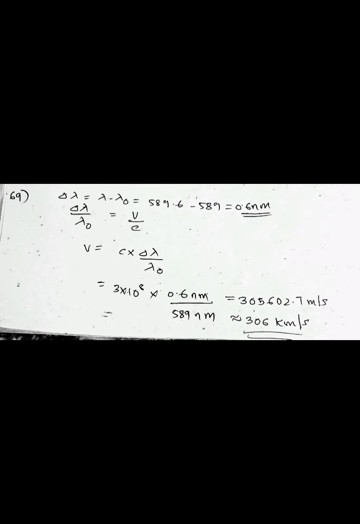That is v is equal to c into delta lambda by lambda 0. This is equal to 3 into 10 power 8 into 0.6 nanometer divided by 589 nanometer. This is equal to 305602.7 meter per second, which is approximately 306 kilometer per second. Since the observed wavelength is longer than the original wavelength, this indicates a redshift, meaning the star is moving away from the Earth. So the answer is 306 km per second and it is moving away from Earth.